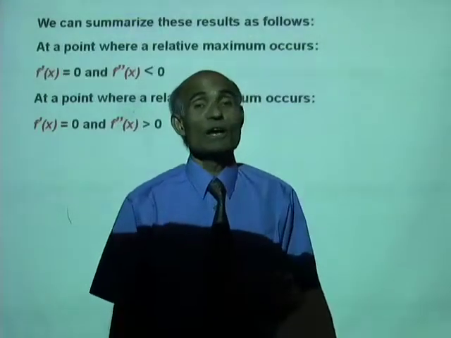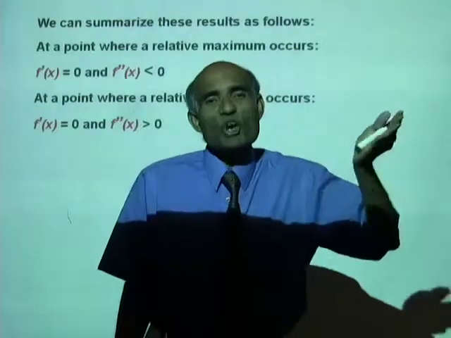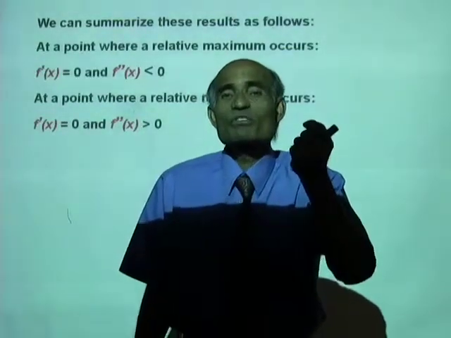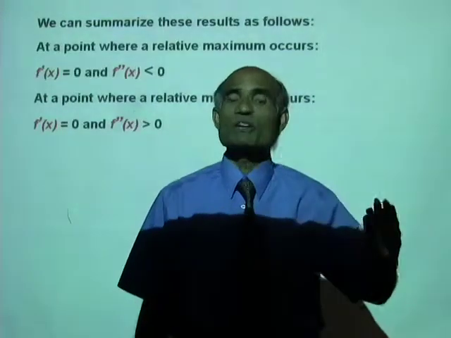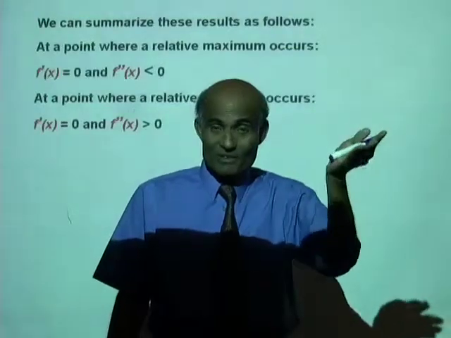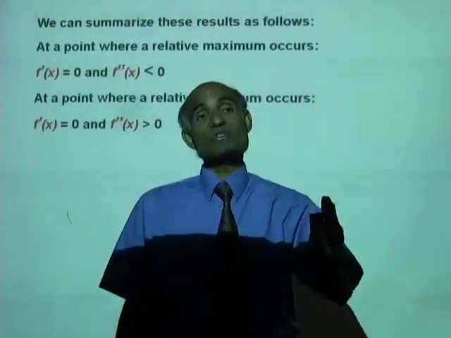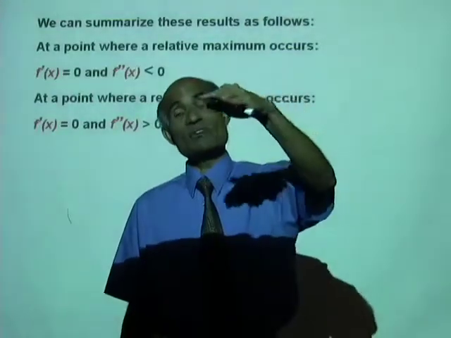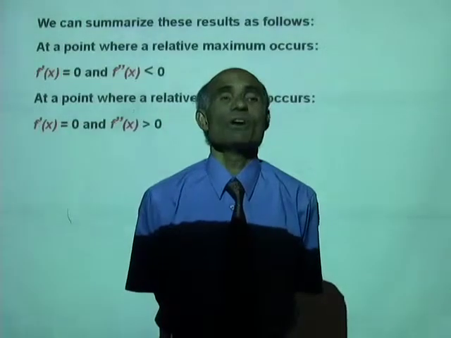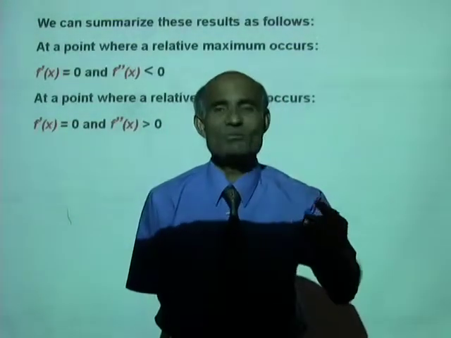And also a point where the second derivative is 0, where the concavity changes, you got a point of inflection. And if the second derivative is positive, the graph is concave up. If the second derivative is negative, the graph is concave down. That is a summary of what we already did. Alright, let's use this now to do a couple of problems.